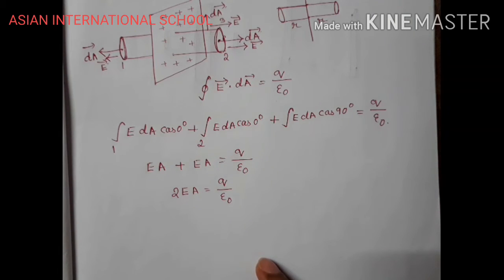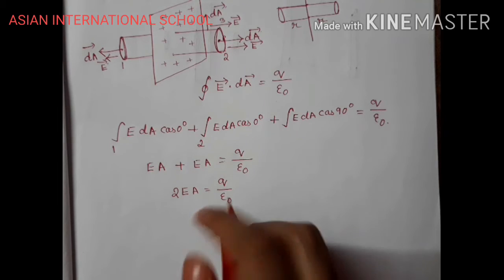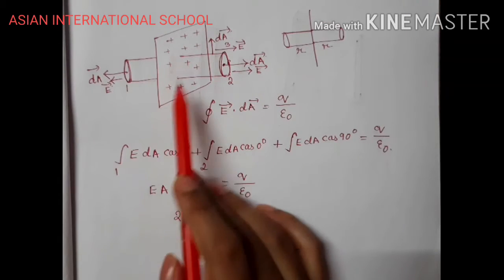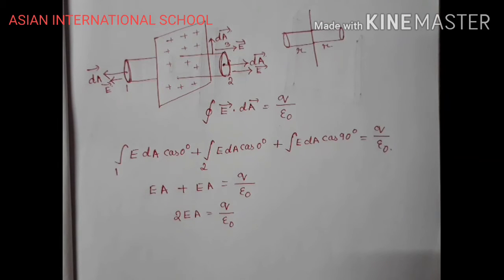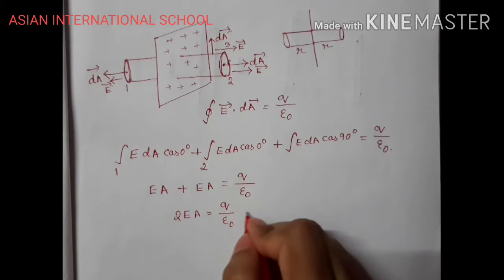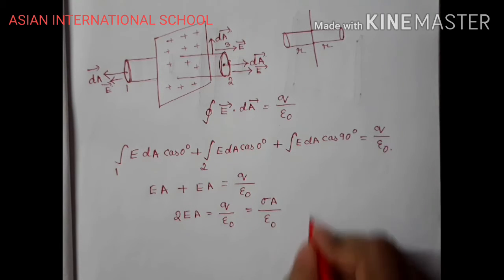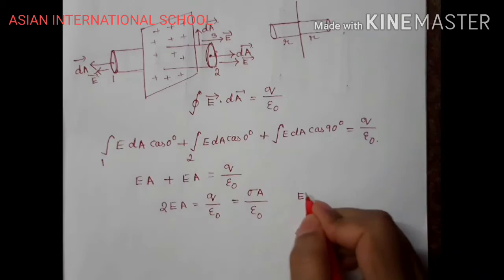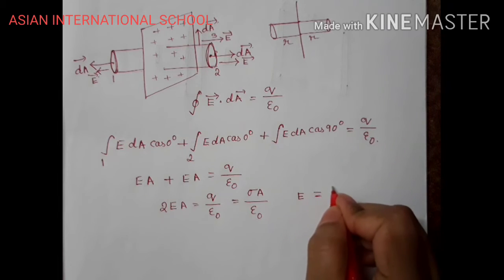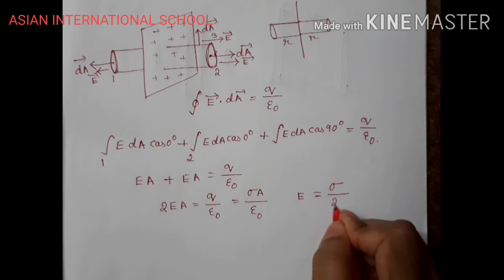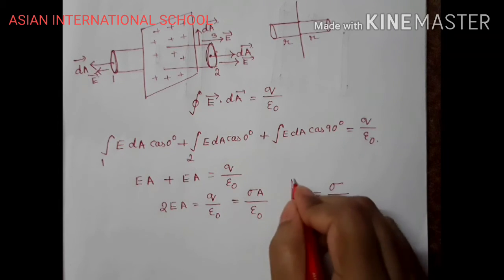Now again, if I consider that this sheet has a surface charge density sigma, so this Q can be written as sigma A. So in that case, what am I getting? My electric field will become sigma by 2 epsilon naught.